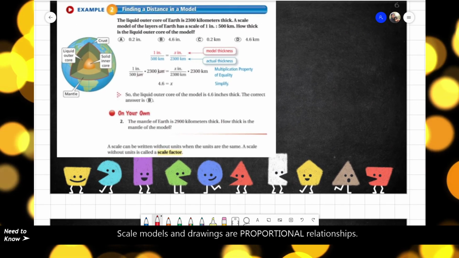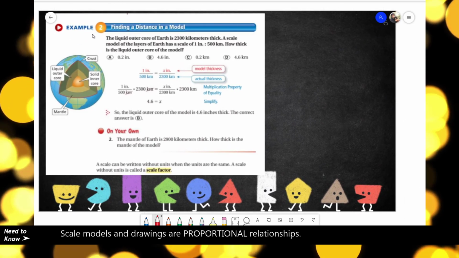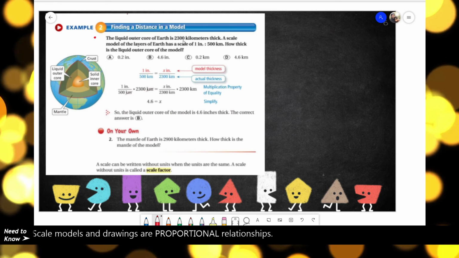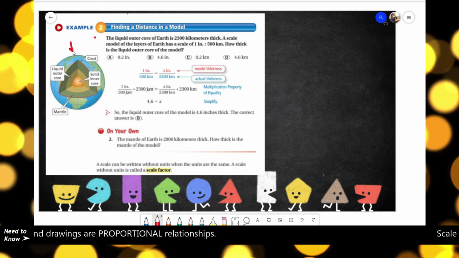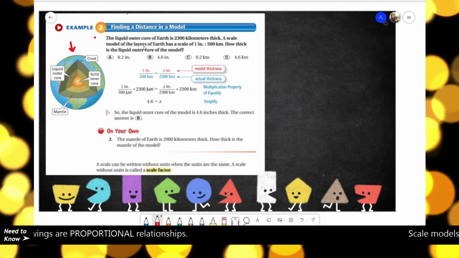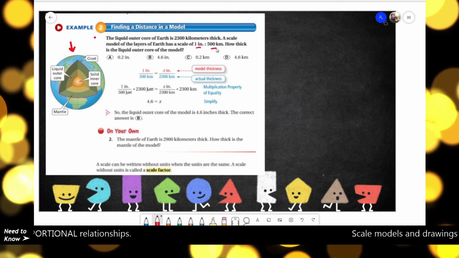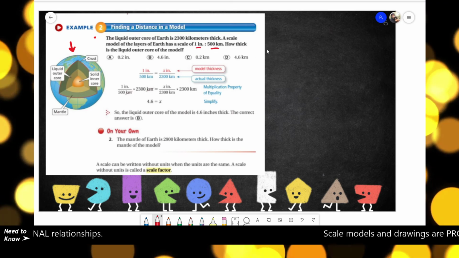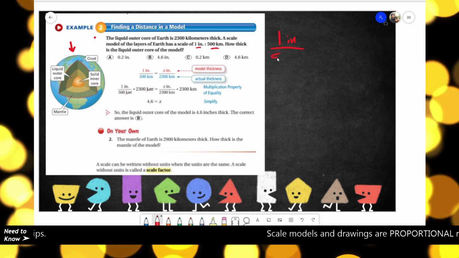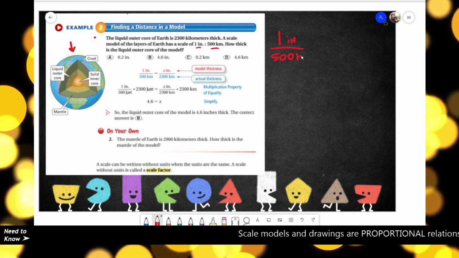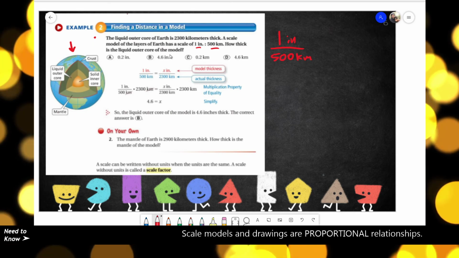All right, so hopefully that problem went okay for you. Now let's take a look at finding distance in a model. The liquid outer core of Earth is 2,300 kilometers thick. Here's a scale model of the layers of the Earth with a scale of 1 inch to 500 kilometers. So that's the scale used for the model. 1 inch in the model is 500 kilometers in the real world. How thick is the liquid outer core of the model?